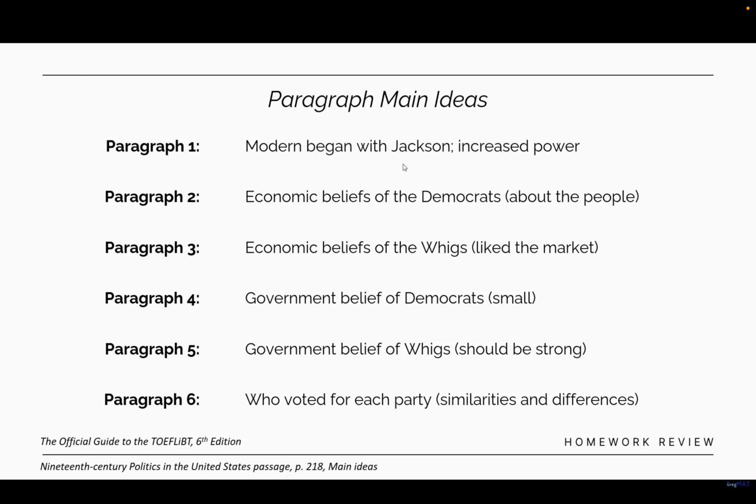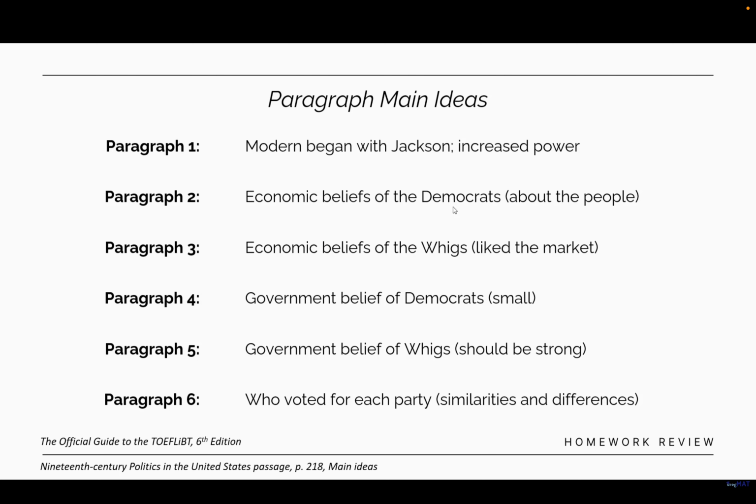So the paragraph main ideas of these six paragraphs are the following. This is what I found. The modern presidency began with Jackson. It increased the power of the presidency. Paragraph 2 talks about economic beliefs of the Democrats. They were very concerned with people. They didn't really like the market. Then paragraph 3 talks about the economic beliefs of the Whigs, which is the other party. They liked the market.